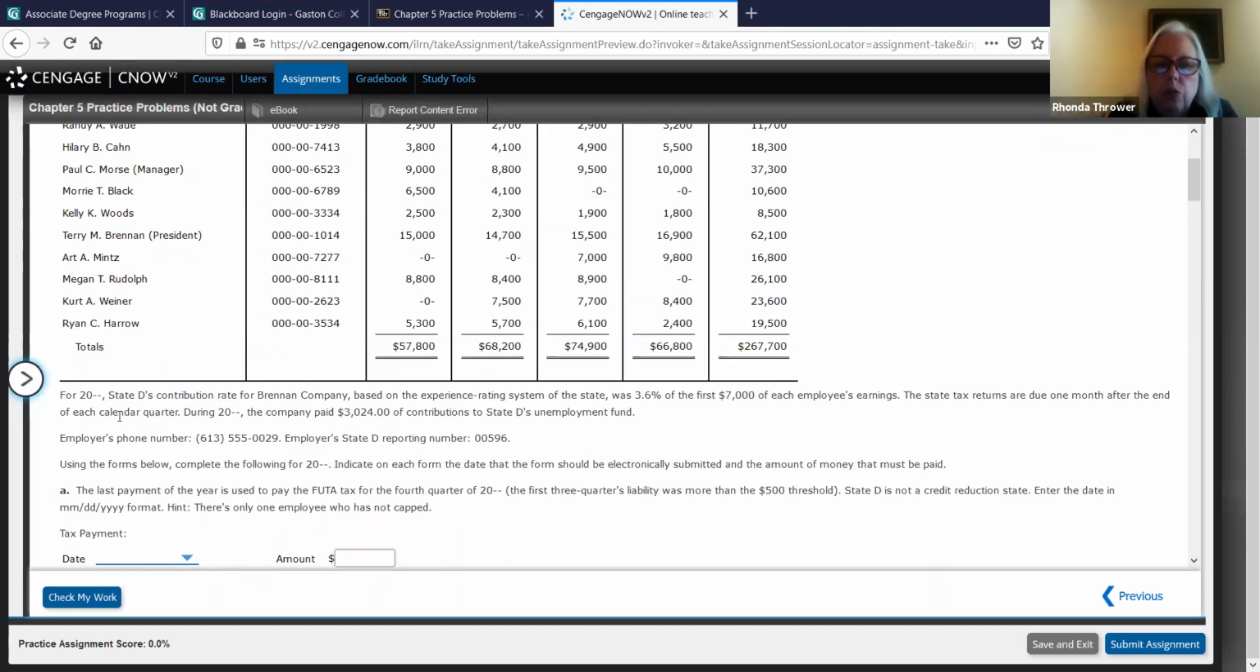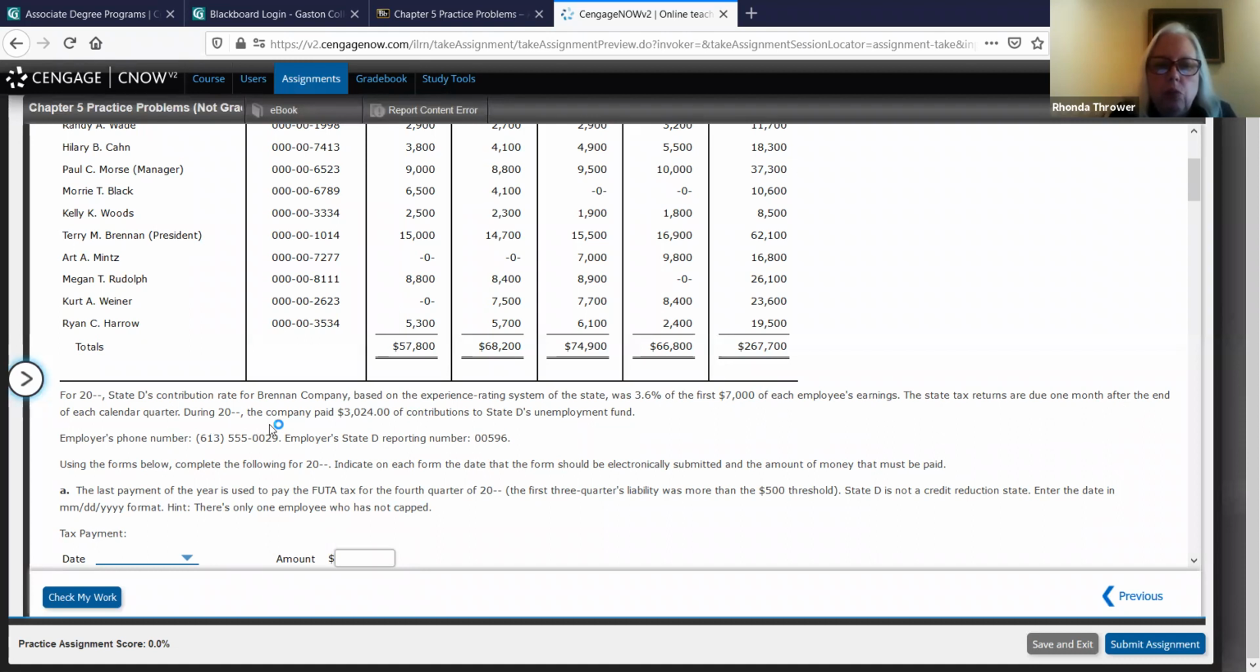It says for 2021, State D's contribution rate for Brennan Company based on the experience rating system of the state was 3.6% of the first 7,000 of each employee's earnings. So this is the FUTA rate, the state unemployment rate, and this is the ceiling for FUTA. The state tax returns are due 1 month after the end of each calendar quarter.